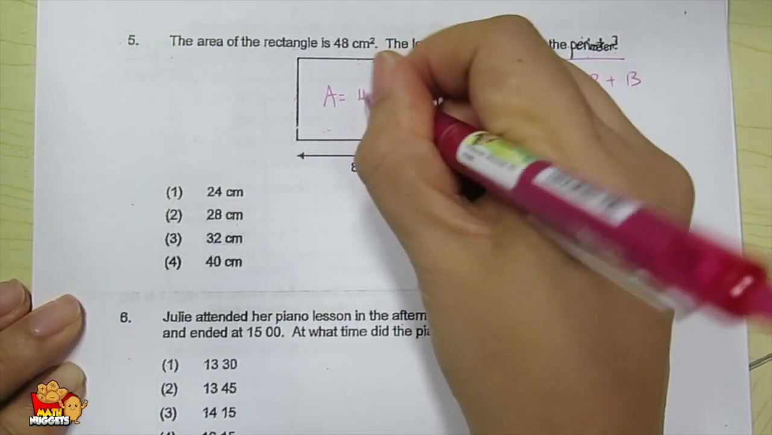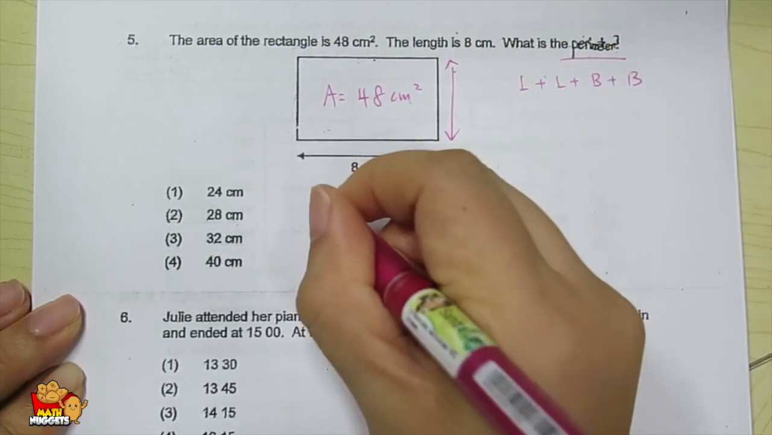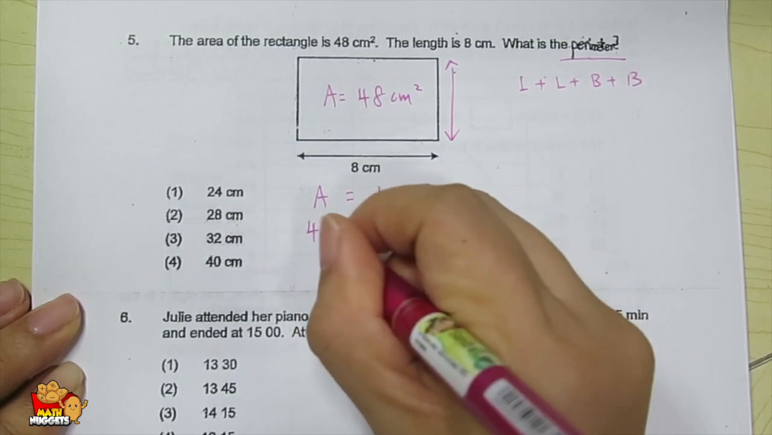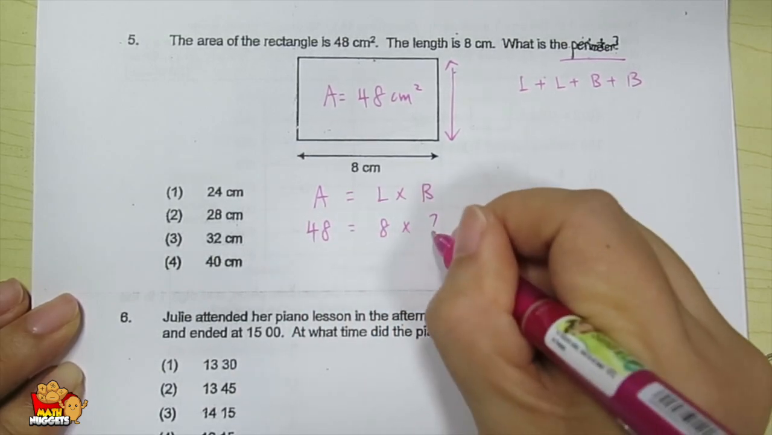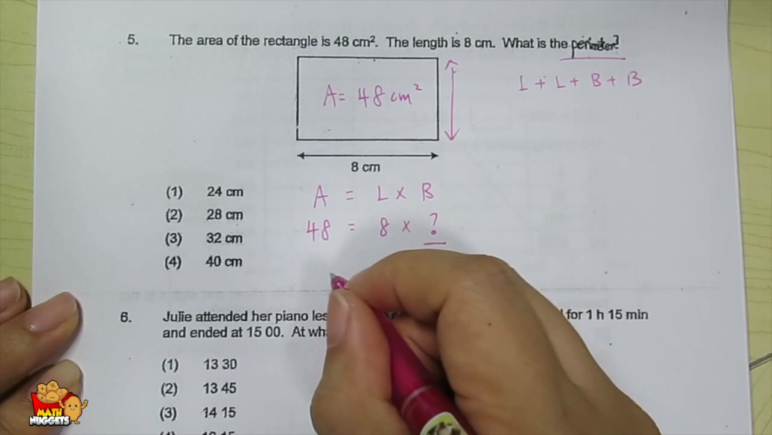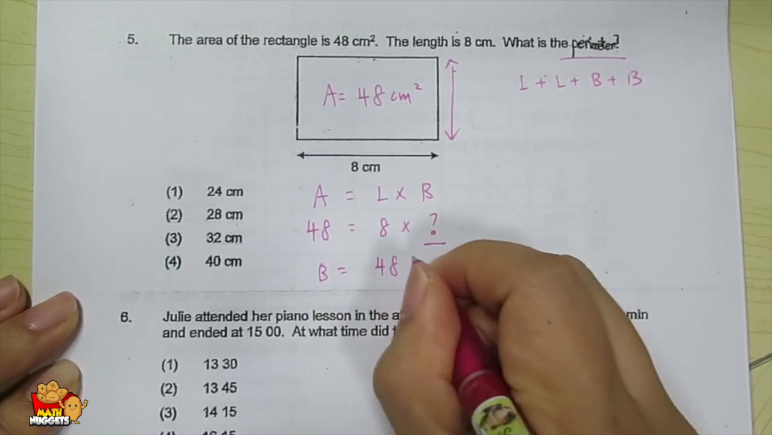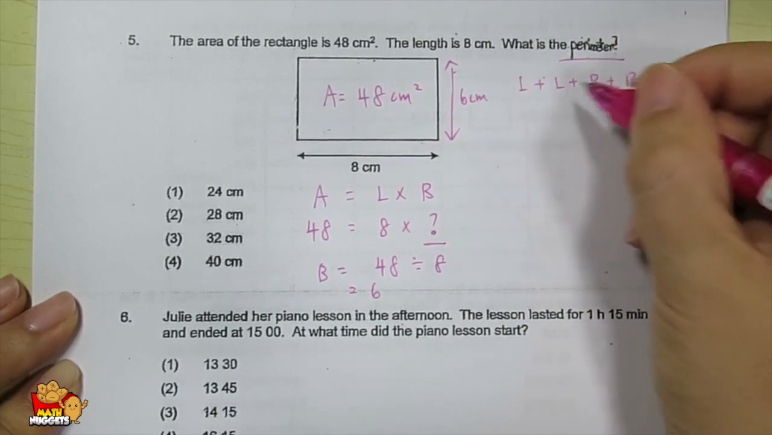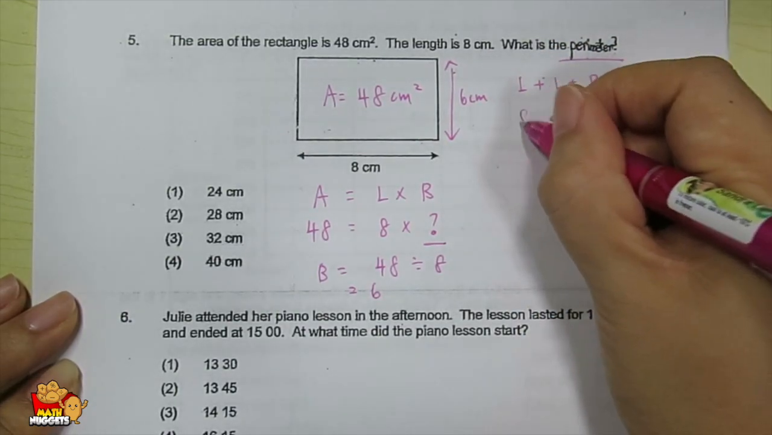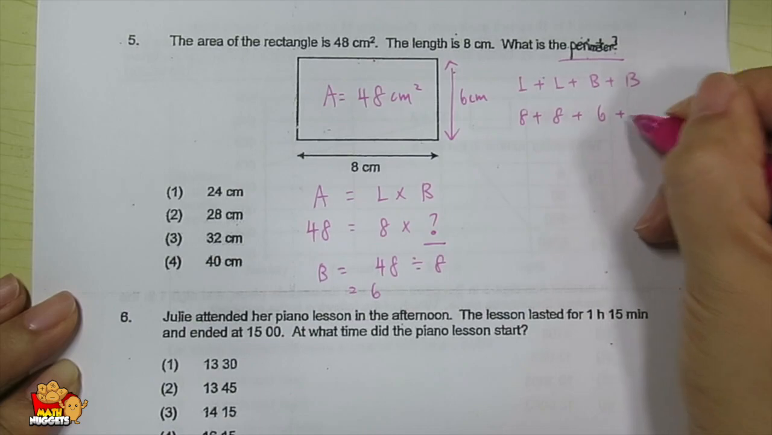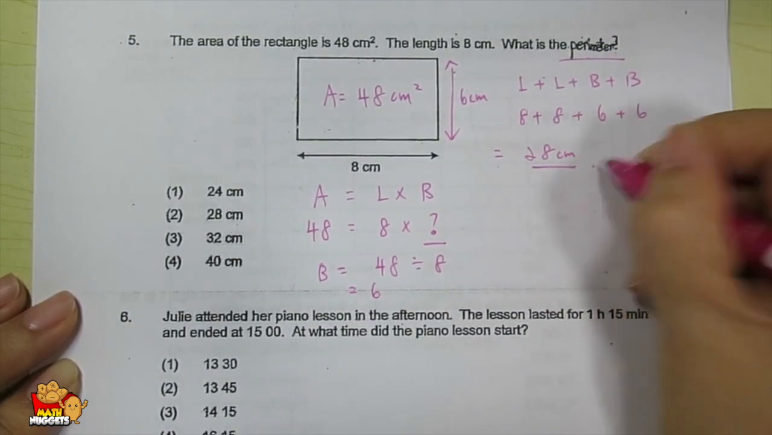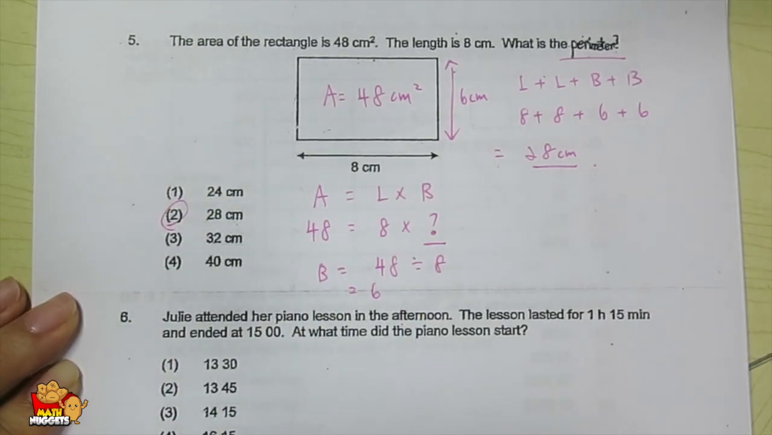If we know that the area is 48, area is equal to length times breadth. So area is 48, length is 8, I don't know the breadth. So how do we find the breadth? Breadth will be equal to 48 divided by 8, which is 6. So the breadth is 6. Then I can find the perimeter, which is 8 plus 8 plus 6 plus 6. And this would give me 28 centimeters. Option 2.